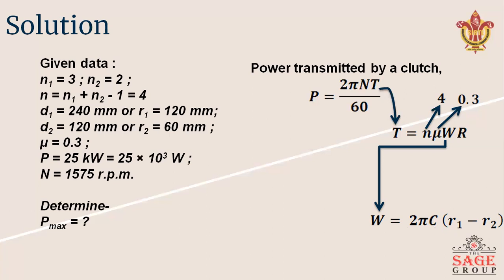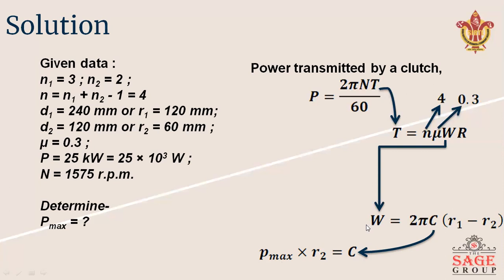In the question, the uniform wear theory is given. So according to the uniform wear theory, P max into R2 is equal to C. This is constant. P max is what we have to calculate, and R2 is given. So we have to substitute this value of C in this equation, which is for the axial load W.